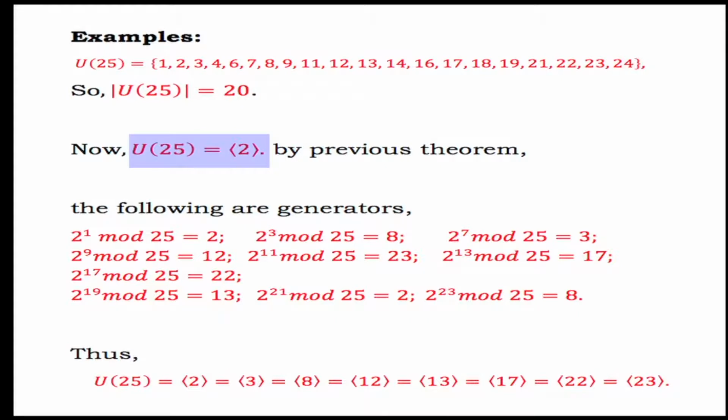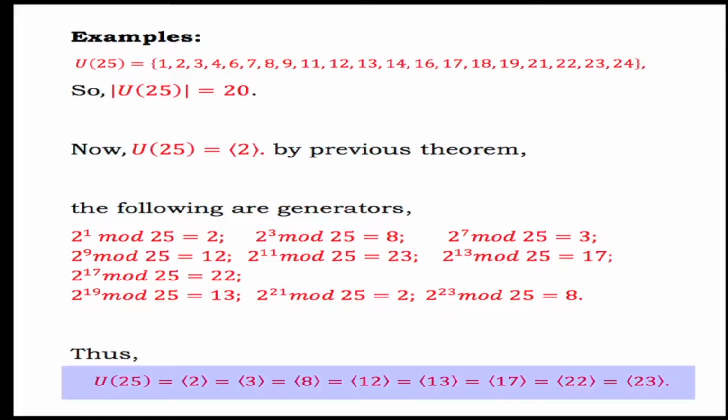Now U25 can be generated by the element 2. By the previous theorem, we are going to find the other generators of this particular group. Now we need to find those exponents which are relatively prime to 20. So 2^1 mod 25 is 2, 2^3 mod 25 is 8. So we are picking those exponents which are relatively prime to 20. Therefore we are picking 1, 3, 7, 9, 11, 13, 17, 19, 21 and 23.